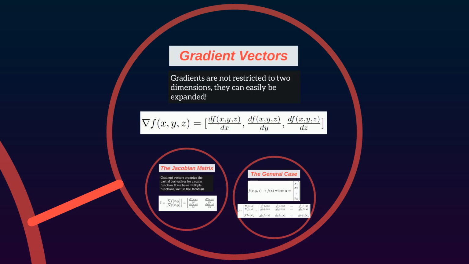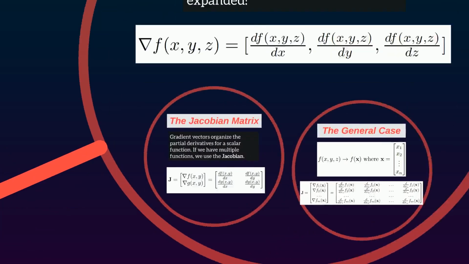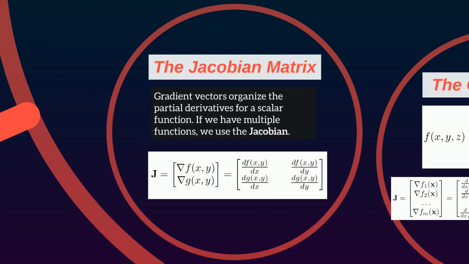So the gradient now of f of x, y, and z is going to be the partial with respect to x, the partial with respect to y, and the partial with respect to z. But this is, of course, a course focused on machine learning, and in machine learning, we rarely stop at 3 dimensions, and we rarely have just one equation.